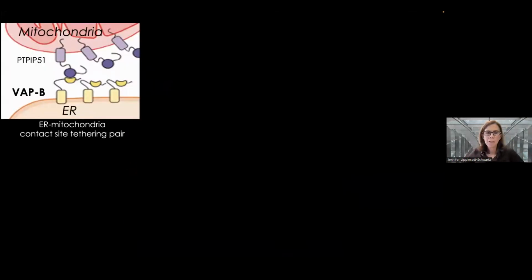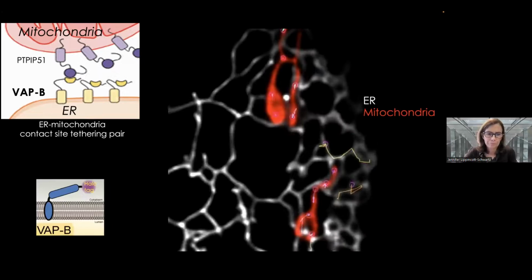In order to focus on the behavior of particular types of ER proteins, Johnny and Chris looked at a molecule called VAP-B, which is a tethering protein that has been identified to tether the ER to different organelles. In the case of mitochondria, it tethers through interacting with the protein PTPIP51. So they form a tether that holds these 2 organelles very close to each other so that they can engage in inter-organelle communication.